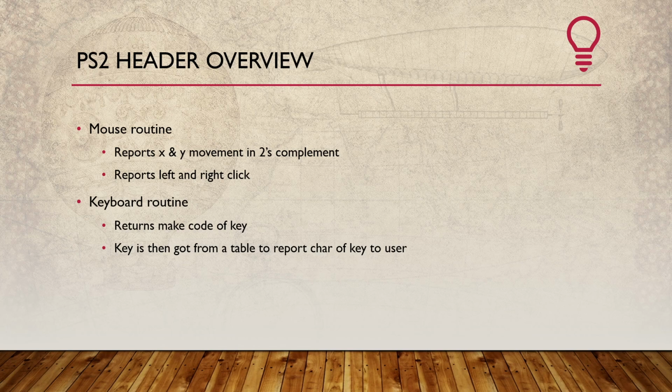Now an overview of the header file that is written by Pengxu. For the mouse routine, it reports the X and Y movement in 2's complement, and then the left and right click. The X and Y movement is reported in a range of -255 to +255. This value is based off of the change in movement done by the mouse since it last reported. Then finally there's the keyboard routine. It returns the make code of the key that was pressed, and then depending on which key was pressed, it uses a table to report the character to the user.